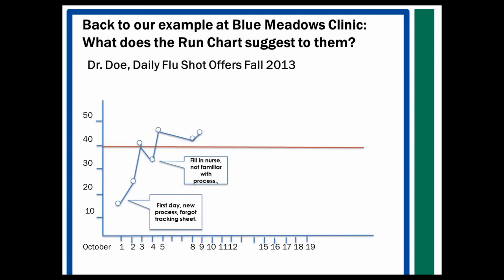So looking back at the Blue Meadows Clinic, for their flu shots that June was working with the team on, what does this run chart suggest? Is there anything that we can draw from this run chart at this point in time?